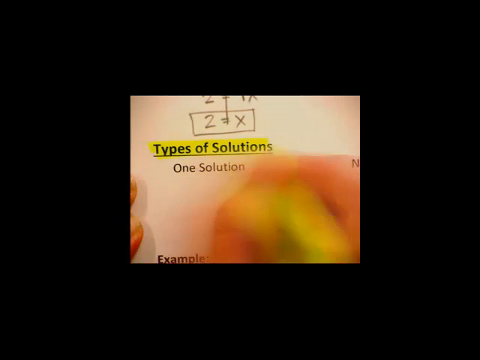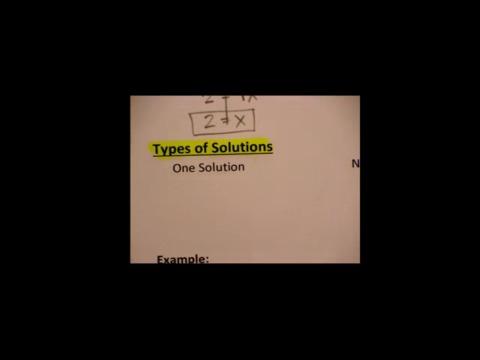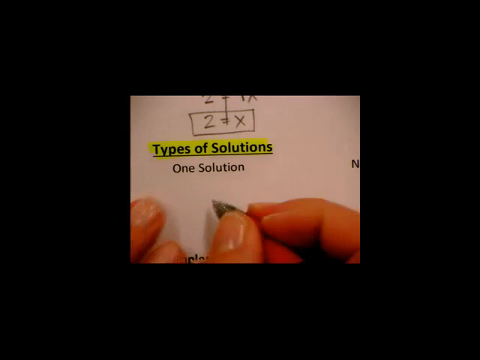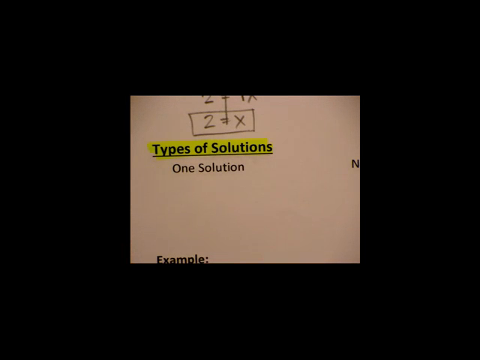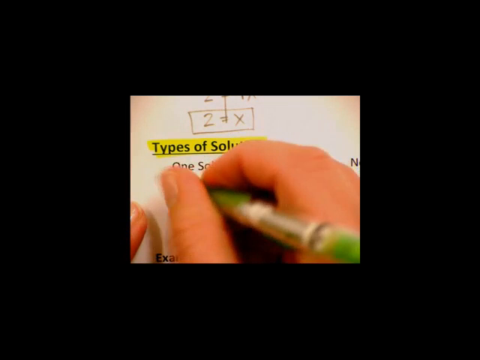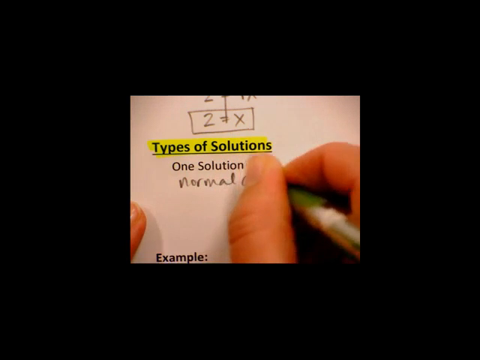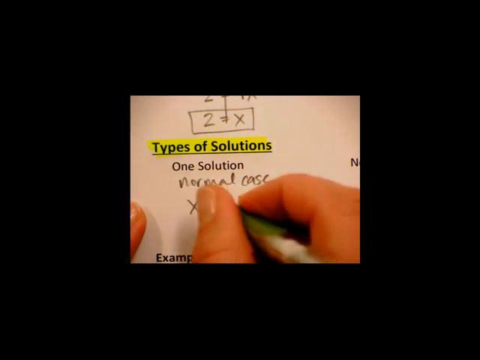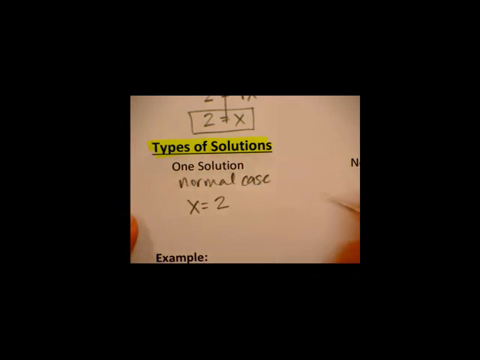Let's go down. Types of solutions. There are actually 3 different types of solutions that you can get here. You can have one solution. One solution is the most common case. If you're going to get one solution, you're going to end up with something like x equals 2. This is a pretty standard case. x equals 2 or x equals 5 or x equals -1/2. Something like that. You will get an answer for x.